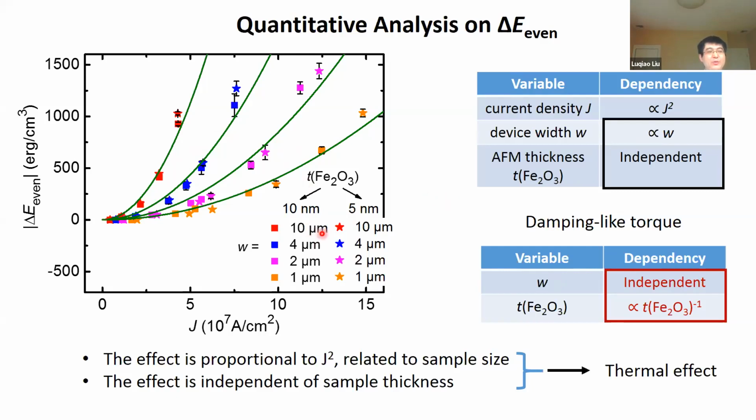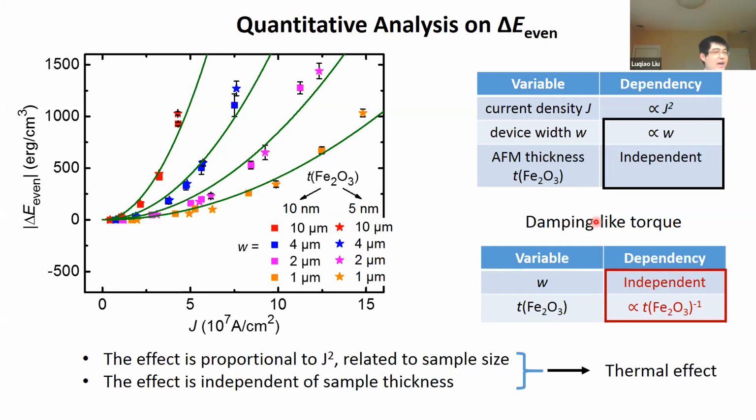And finally, we can also compare two different samples. One is 10 nanometer alpha iron oxide, and the other is 5 nanometer alpha iron oxide, represented by different symbols, square versus star. As you can see, when we use two different thicknesses of alpha iron oxide, their behaviors are quite consistent with each other. There is no thickness dependence. But for spin orbit torque, we know that because it's an interfacial effect, it has to depend on the thickness, or inversely depend on the thickness. So these few aspects suggest to us, again, this is not a spin torque effect. What we observe in this system is not a spin torque effect, but instead a thermal effect.